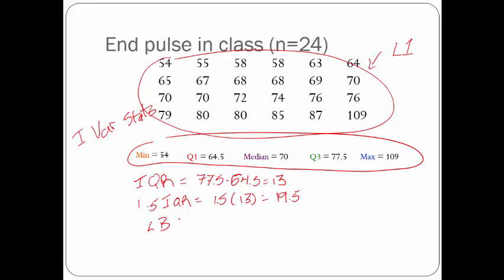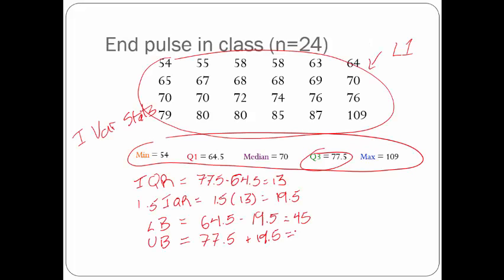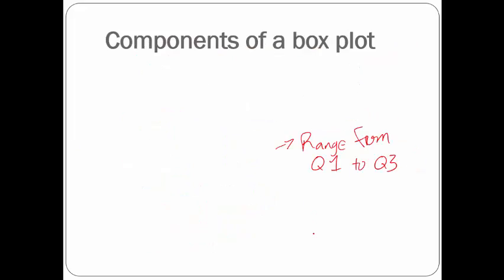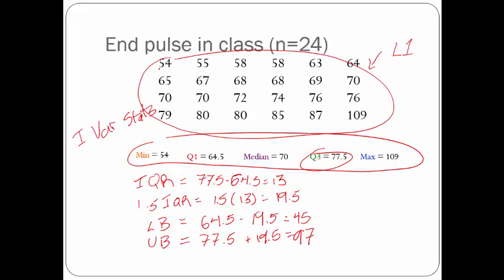And so for the lower bound, we'll take 64.5, Q1, and subtract 19.5. Well, that's 45. The upper bound, take Q3, 77.5, and add 19.5. And that equals 97. So here the lowest value is 54, so there are no outliers below, but we do have one outlier above, so 109 is an outlier.